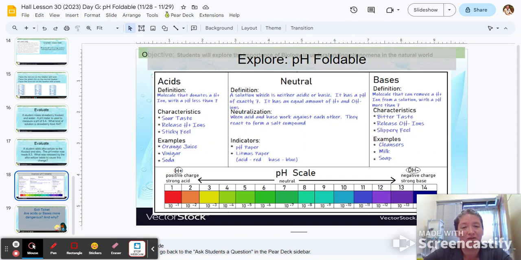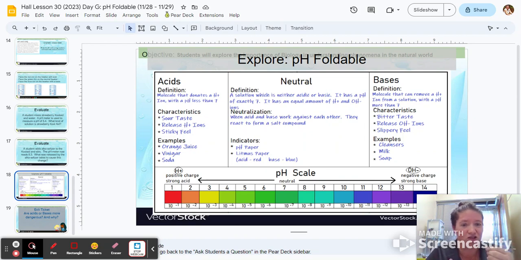Now, if I jump over to the other side, all the way to the right, the bases. Our definition of a base is a molecule that can remove an H plus ion from a solution. So it's kind of acting like a little vacuum of those H plus ions. Sometimes it does this by releasing hydroxide ions, those OHs, so they can react with the H pluses. And it has a pH of more than 7. The characteristics here are they taste really bitter, they release OH ions, and they feel slippery.